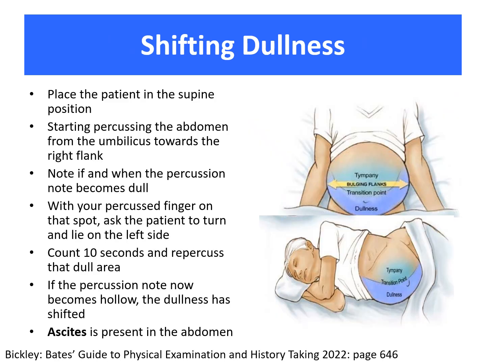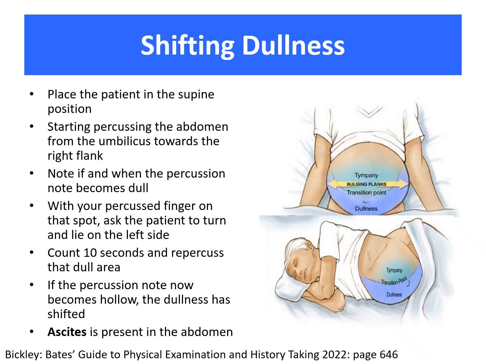Shifting dullness. We mentioned this when we were talking about the presence of ascites in patients with cirrhosis. In shifting dullness, you're going to place the patient in the supine position facing upwards. You're going to expose the abdomen adequately. You're going to start percussing the abdomen from the umbilicus towards the right flank if you are right-handed and you are standing on the right side of the patient, until the hollow percussion note becomes dull.